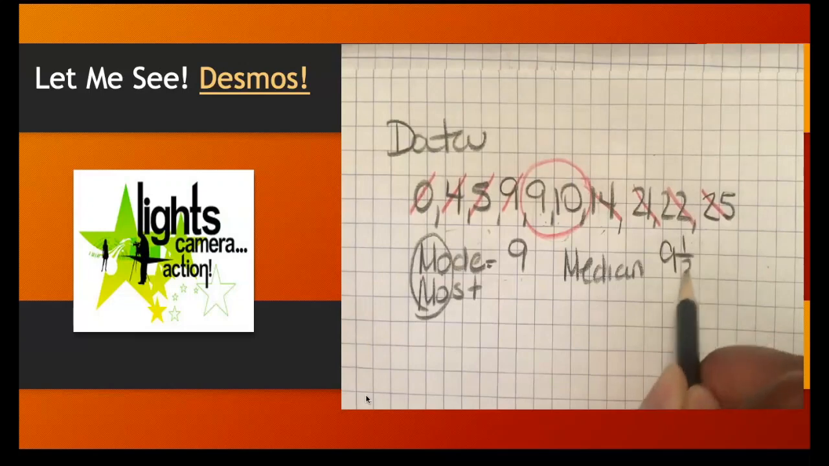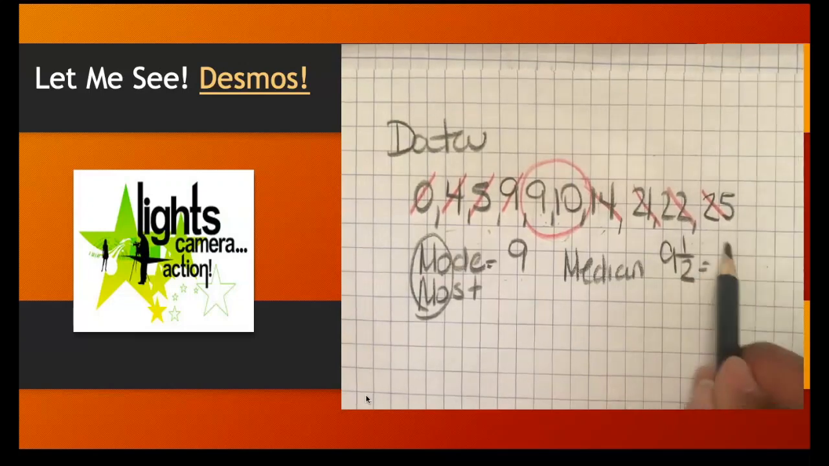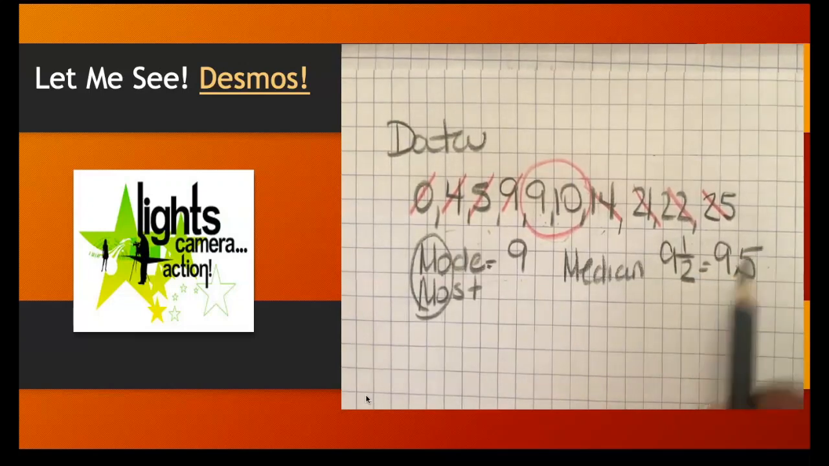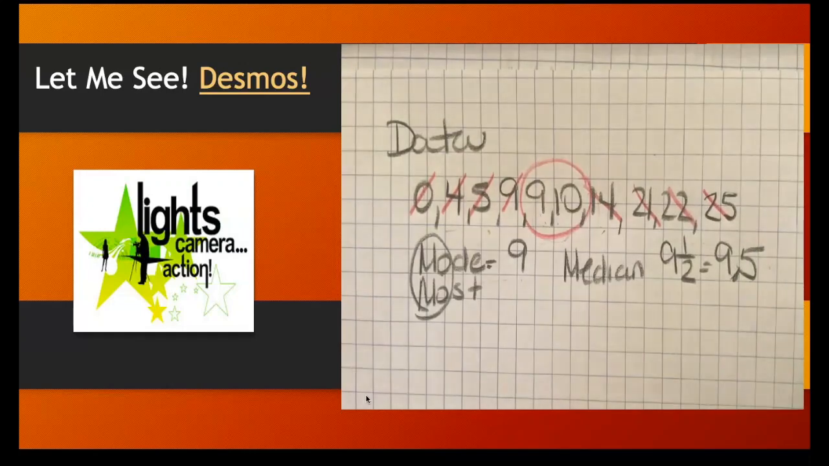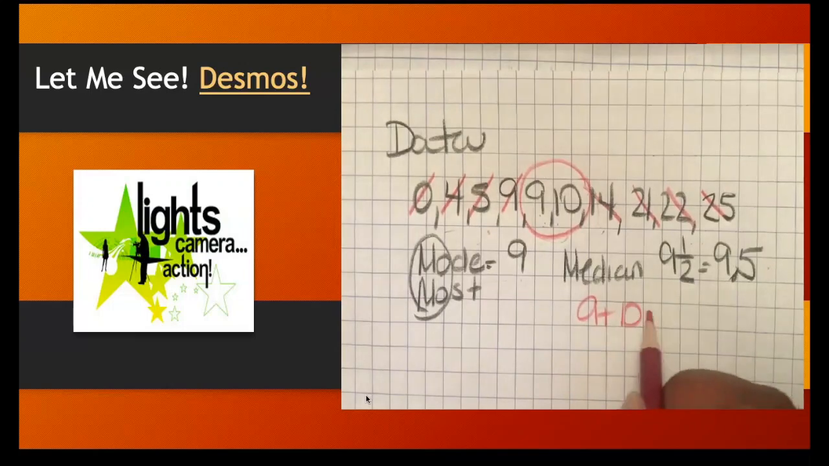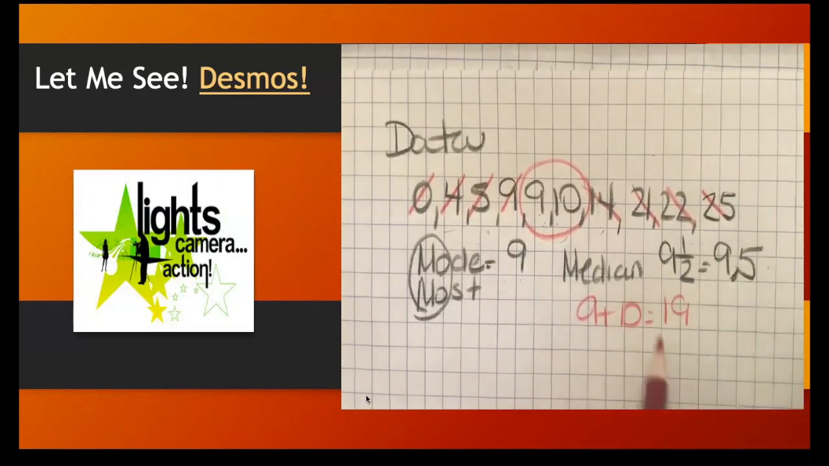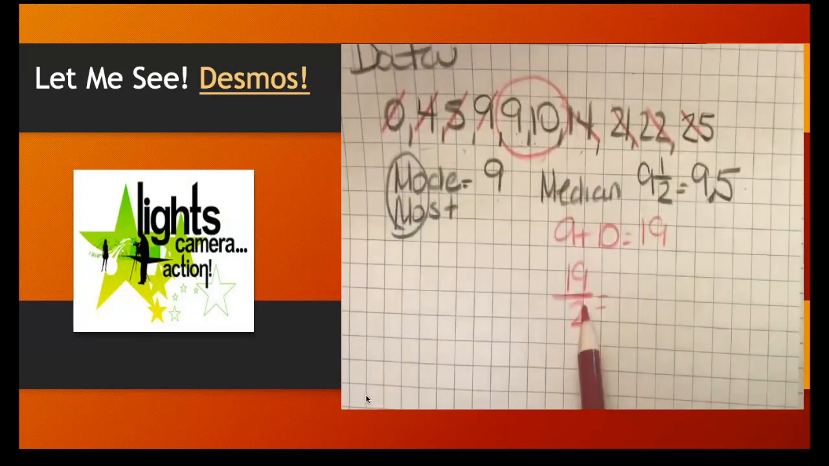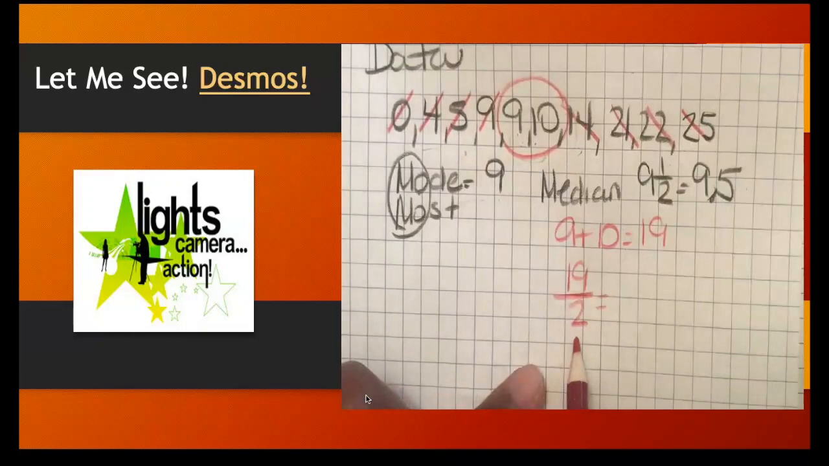So we have 9 1/2, or we can write that as a decimal, 9 5/10. Especially with whole numbers, we can think intuitively about which number would go directly in the middle. Or we can just use our calculation. So we have 9 plus 10, which gives me 19. And then we have two numbers in our set, so that's 19 divided by 2. Again, this is an improper fraction.